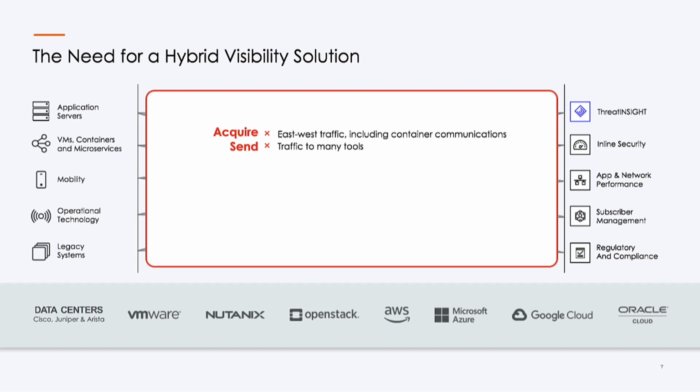The second thing that we see as a need is, having acquired that traffic, we need to be able to send it to many tools. So the typical model of having a tool per agent, or in the cloud world, a traffic mirroring process or a tunneling process per agent, that's just grossly inefficient. So really what you want, if you're going to implement this type of abstraction layer between the two, is the ability to acquire traffic once and then distribute it to all the tools that can consume it.